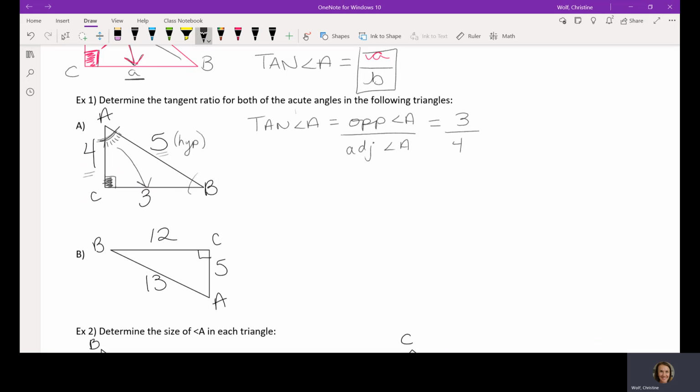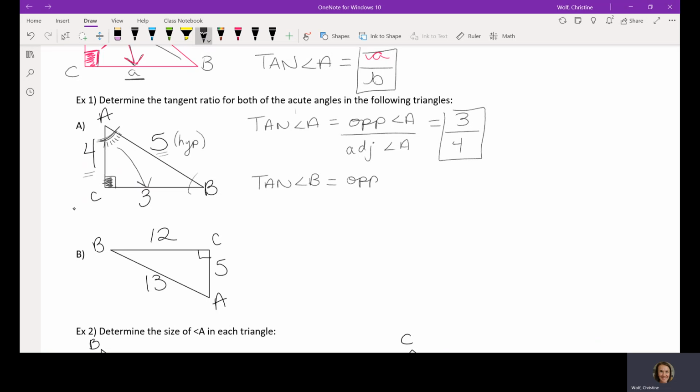So there, we figured out the ratio, 3/4. That's the ratio. That's where we're stopping. The question doesn't ask us to actually find the missing angle yet. We're just practicing finding the ratio. Now I have to do the same thing for tan of angle B, the other acute angle.